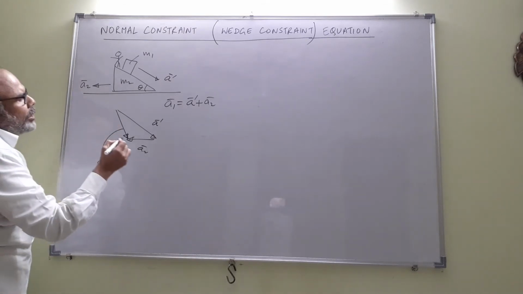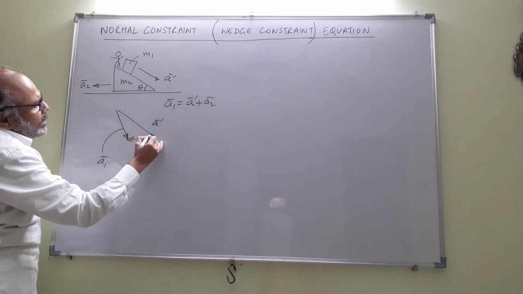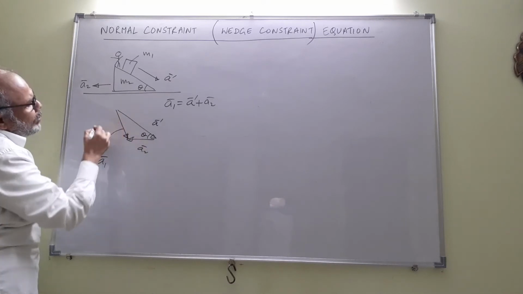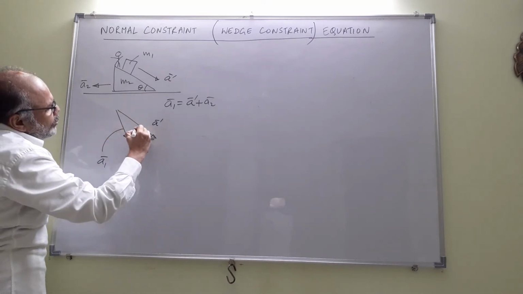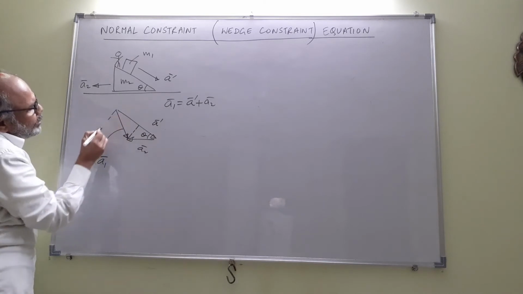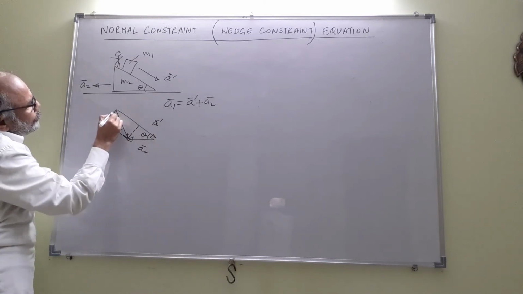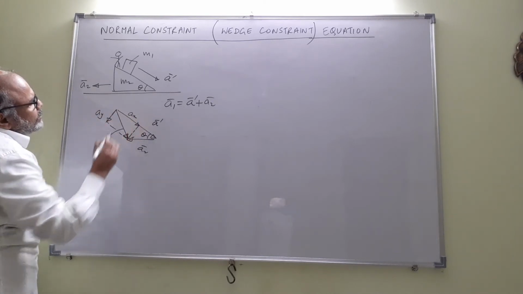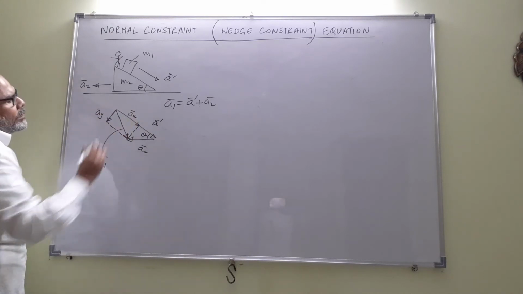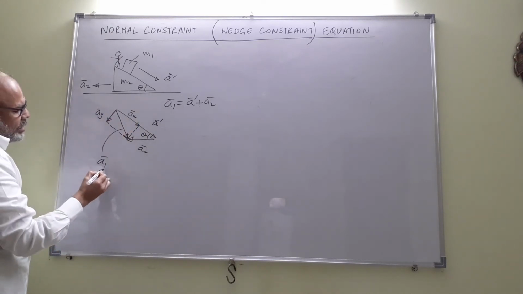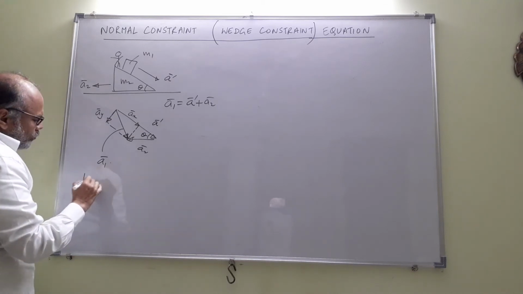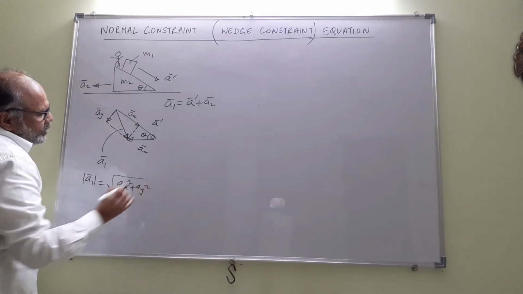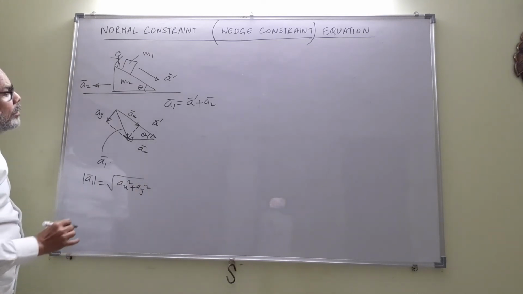Now we can do one thing. This angle is theta. We can resolve a1 along the incline and perpendicular to the incline. Let me draw a perpendicular here and complete this rectangle. We will call this ay, and this ax. Ay plus ax is a1. So the magnitude of a1 would simply be root of ax squared plus ay squared.